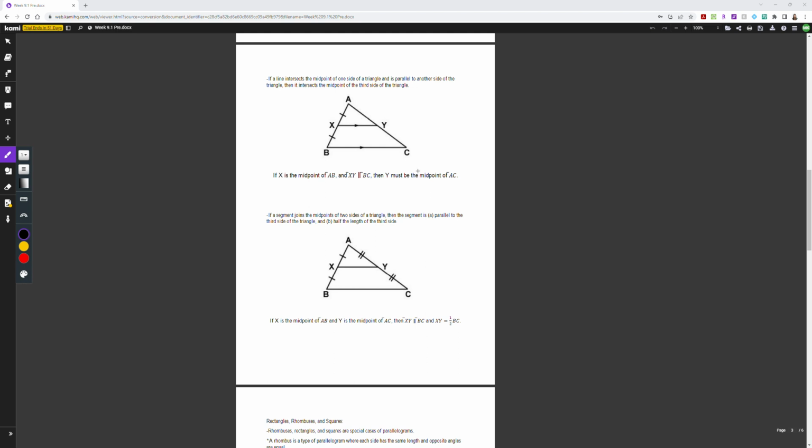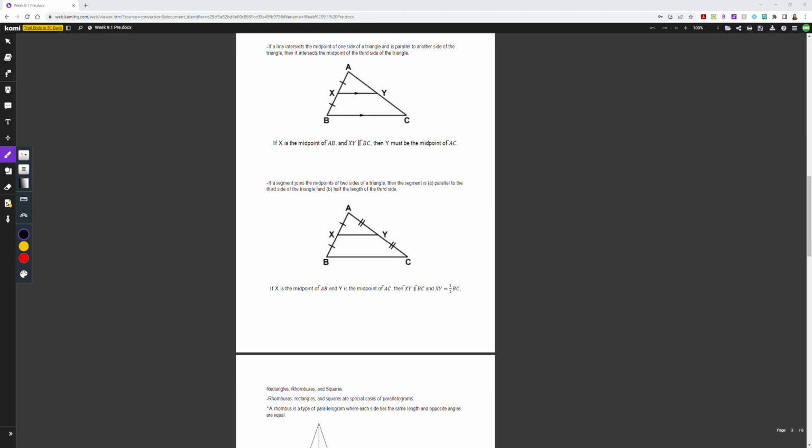Now, if a segment joins the midpoints of two sides of a triangle, then the segment is A, parallel to the third side of the triangle, and B, half the length of the third side. So let's look. If X is the midpoint of line AB and Y is the midpoint of line AC, then line XY is parallel to line BC and XY is half of BC. We actually will see a question something like this in your deep dive lesson.